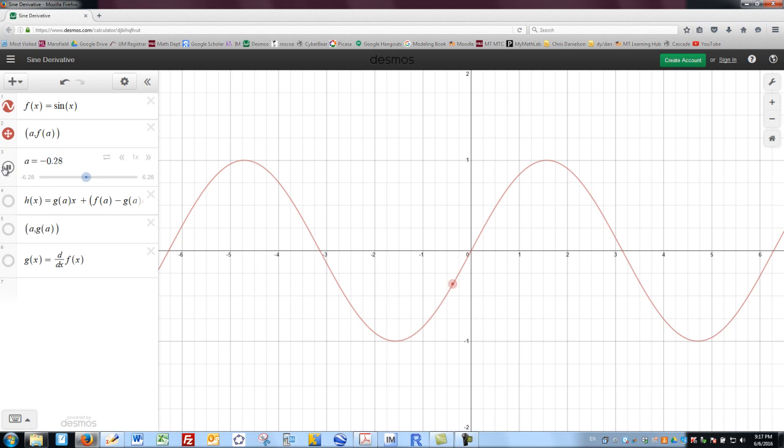So we're in radians. You can see that we have a sine wave that has a period of about 2 pi, or a half period of about pi. And we've got a point on that graph. Let's slow it down now and take a look at what happens when we plot the tangent to the curve at that point.